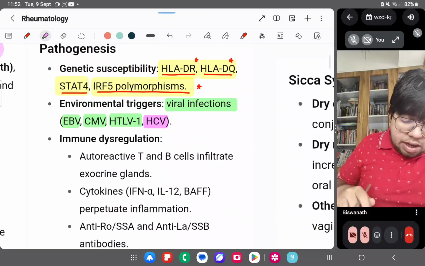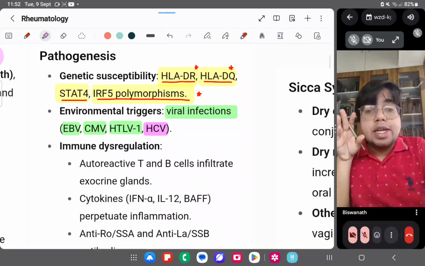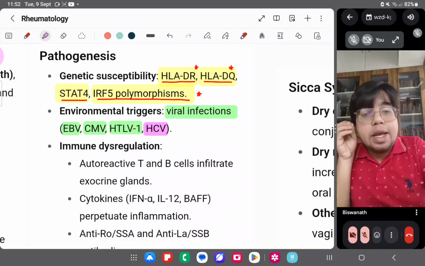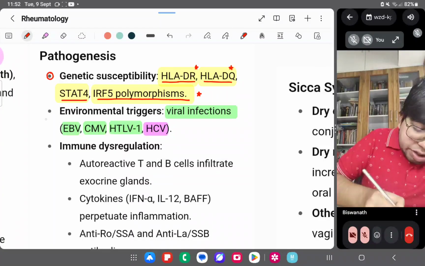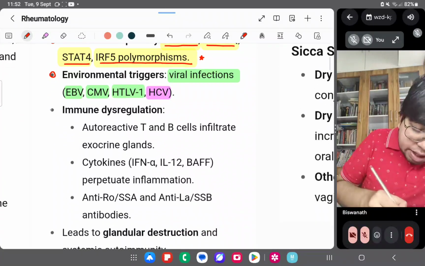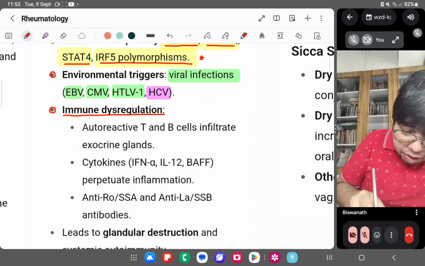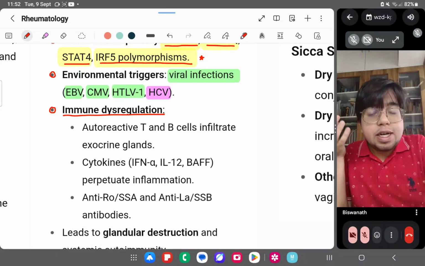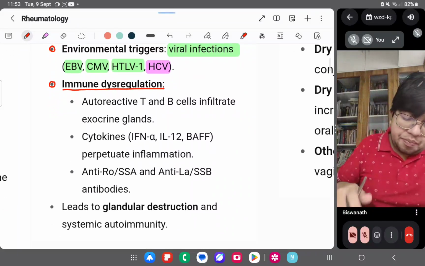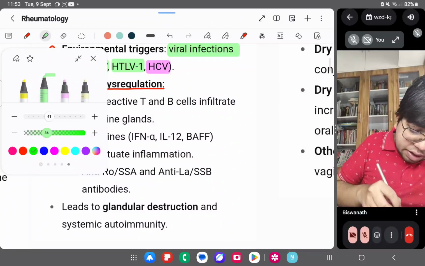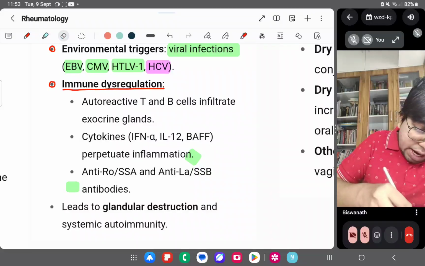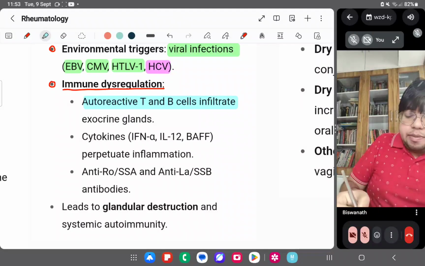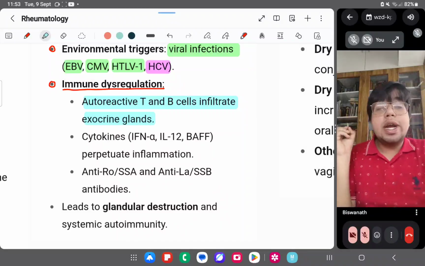Okay, genetic is done. I told you every autoimmune disorder has genetic, environmental, and immunological factors. Genetic is done, environmental is done. Immune dysregulation. What are the immunological factors that are contributing to the development of Sjogren? I told you that autoantibodies are formed, that is autoreactive T and B cells infiltrate the exocrine glands.